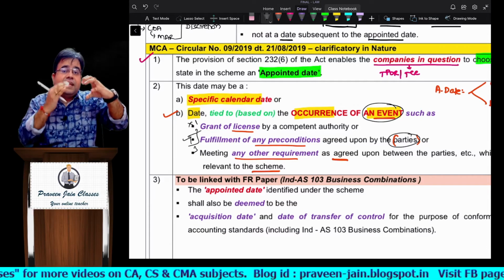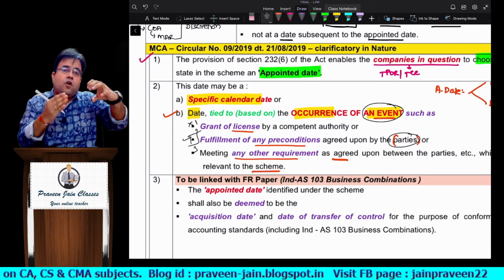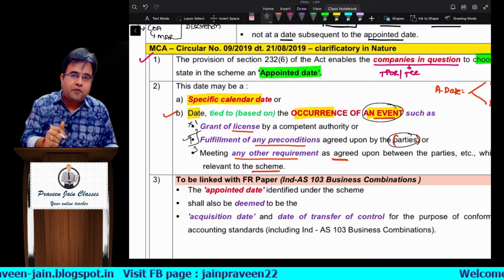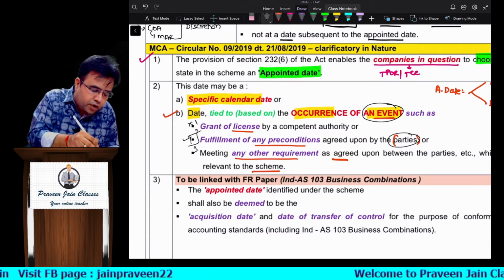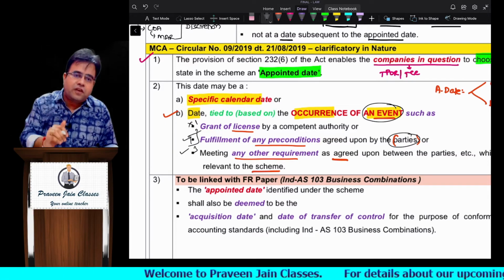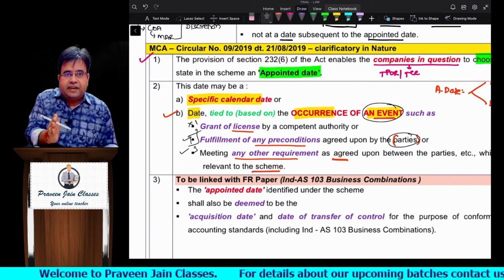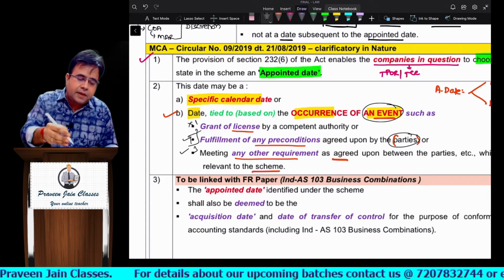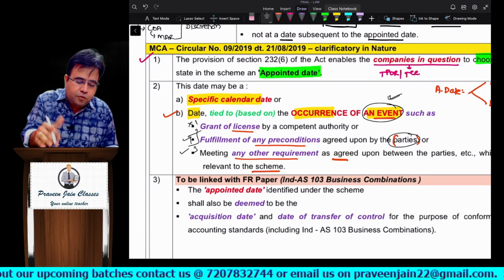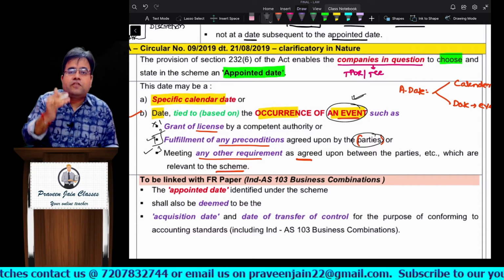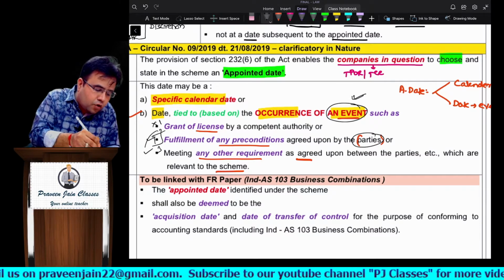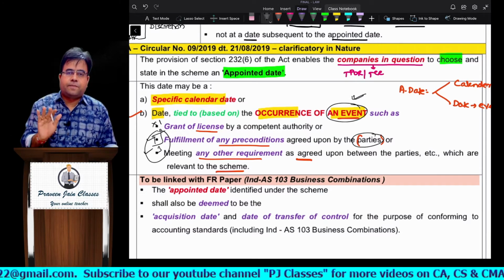So event date can be a grant of license, or event date can be fulfillment of a particular precondition. So in the present case, it is fulfillment of a precondition. Or the same example you can use for the third point also, meeting of any other requirement. What is the requirement, sir? Filing with whom, sir? ROC. So either you fit my present example in point 2 or in point 3, but it is based on an event only. So for the scheme to become effective, the most important requirement was what, sir? You have to file the sanctioned scheme with whom, sir? ROC, sir. So this present example you can go with the second point also or the third point. I hope you understood, sir.